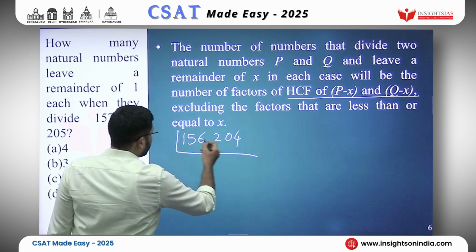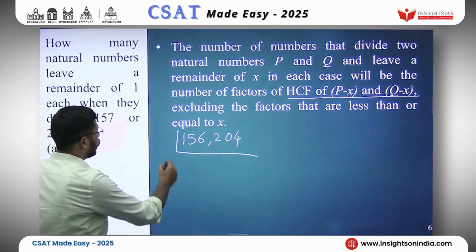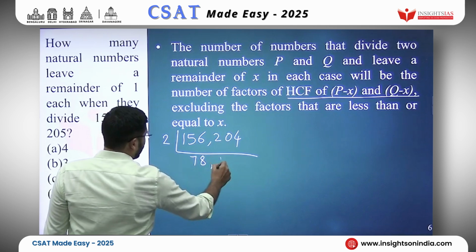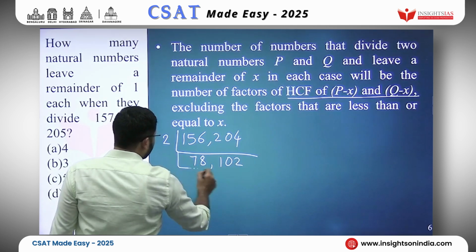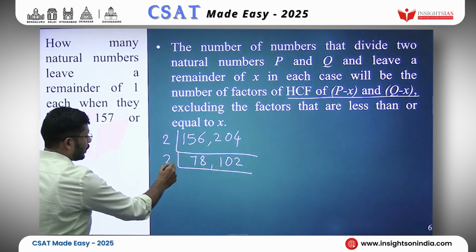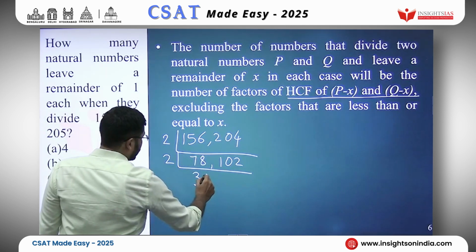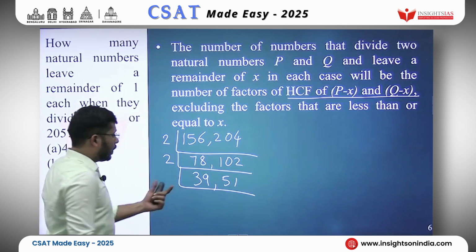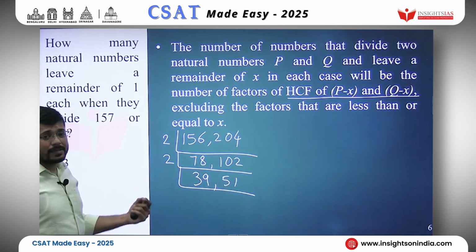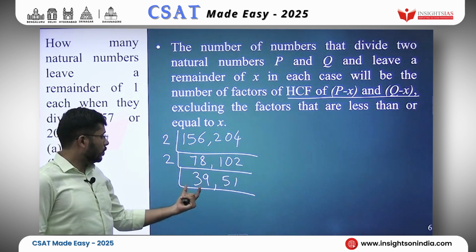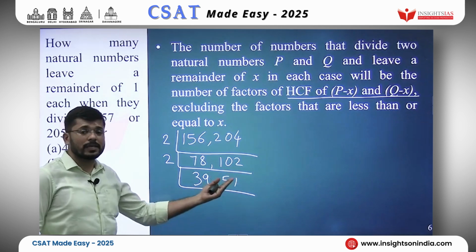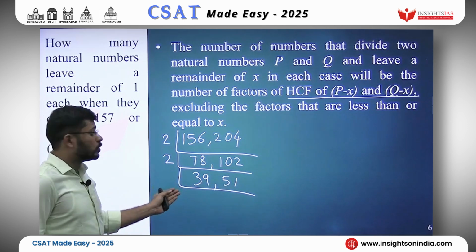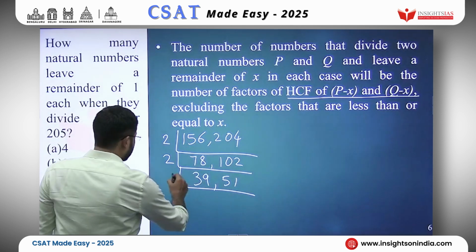How do we do that? Both of them are even numbers, so we will divide them by 2. This would be 78 and this would be 102. Once again we came across even numbers, so we will again divide them by 2. This would be 39 and this would be 51. Both of them are divisible by 3 because 9 plus 3 is 12, divisible by 3. 5 plus 1 is 6. So their sum of digits happens to be divisible by 3. So the numbers are divisible by 3.